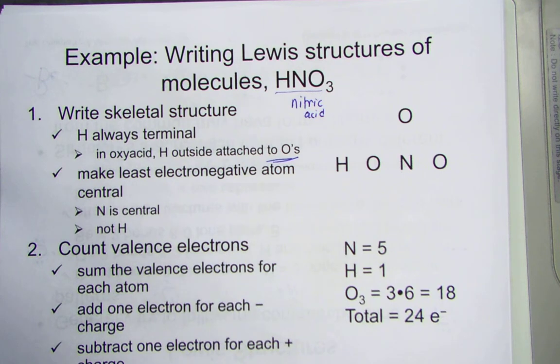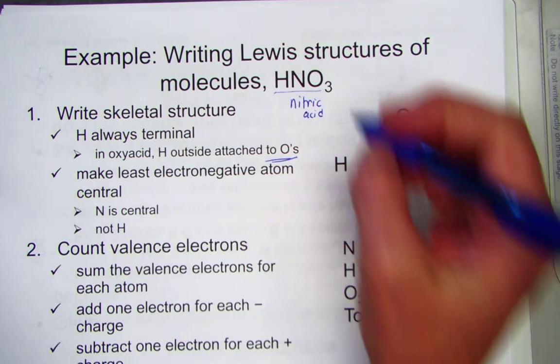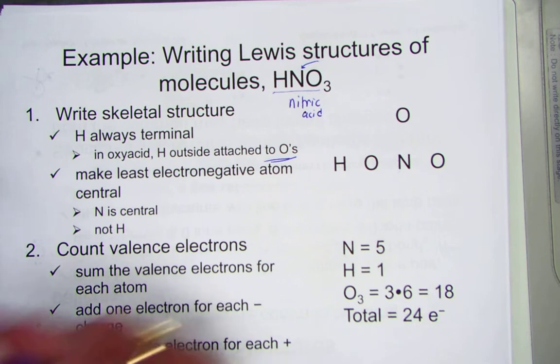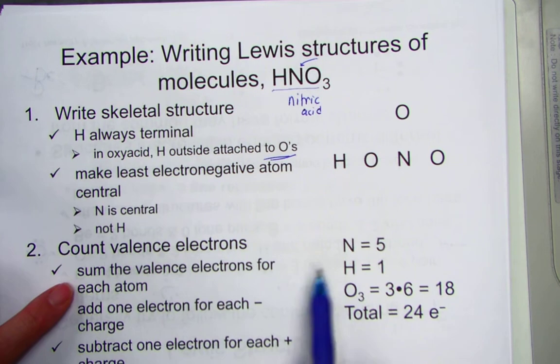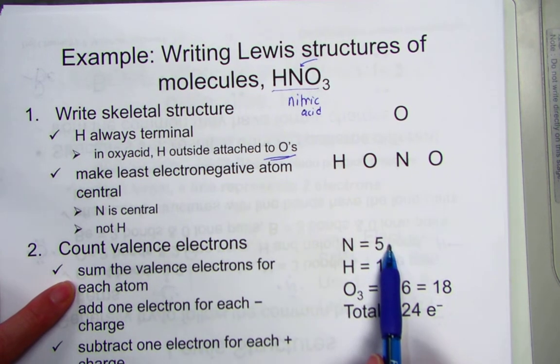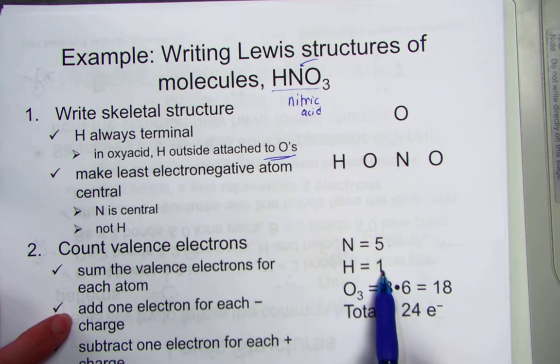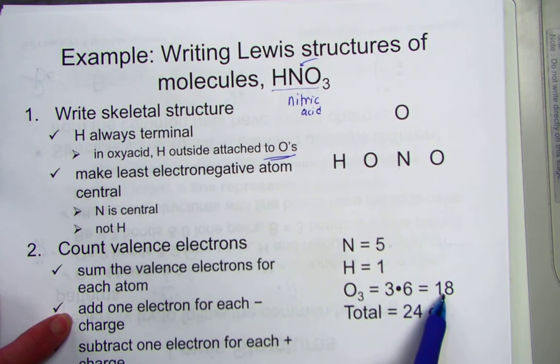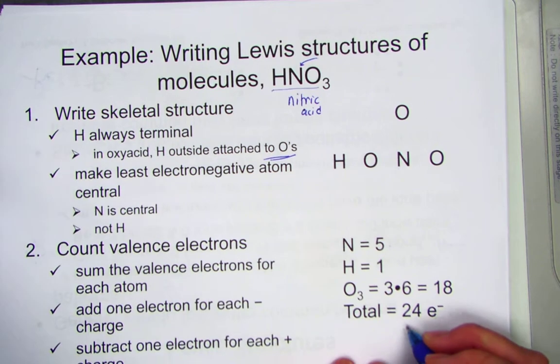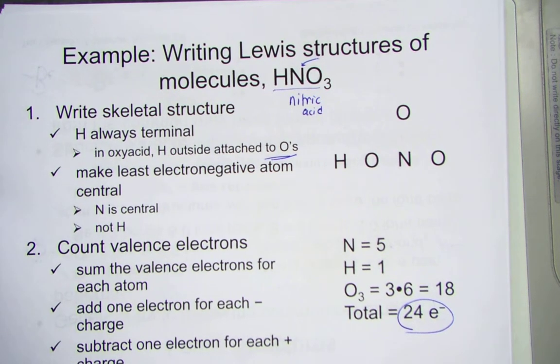Make the least electronegative element the central atom. The least electronegative element in this compound is nitrogen. We felt that it would be the central atom. Never pick hydrogen and pick the one that you have only one of. Count the valence electrons, says step 2. Nitrogen lives in group 5A, 5 valence electrons. Hydrogen lives in group 1A, 1 valence electron. Each of the oxygens, there's 3 of them, contributes 6 valence electrons for a total of 18. The total here that I'm allowed to use is 24 electrons.